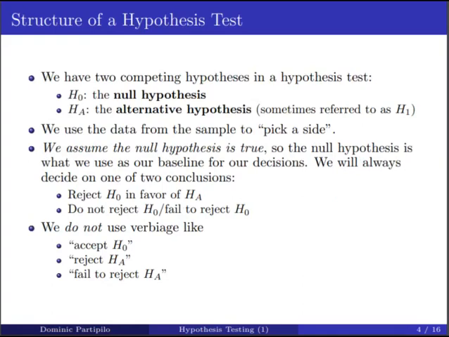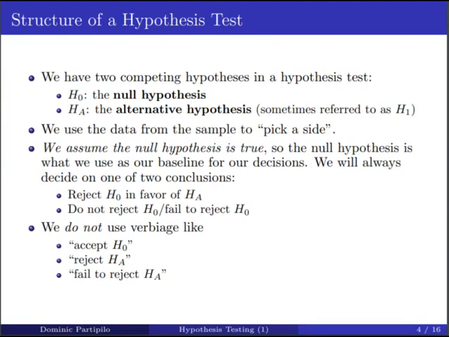The way we structure a hypothesis test is we're going to have two competing hypotheses. We're going to have one that's called the null hypothesis, which we're going to denote by H0. And then we're going to have an alternative hypothesis, which we're going to denote by HA, or sometimes it's referred to as H1. What we're going to do is use what we have from our sample to essentially pick a side. But one thing we have to do is use one of them as our baseline, and we're going to use the null hypothesis as our baseline. So all of our decisions are going to be made based on the null hypothesis.